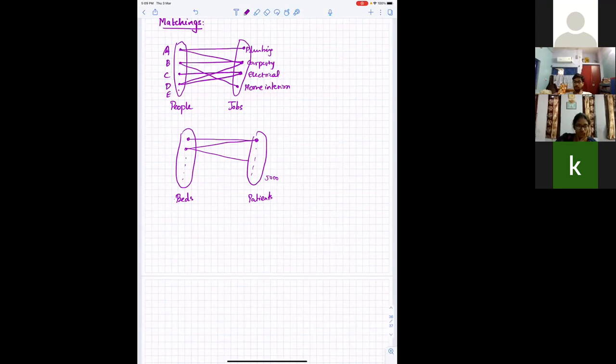And one such important application is the marriage problem. This is quite a well-studied problem in computer science. We will just briefly describe this. We will look at matchings and then come back and solve this problem. So the marriage problem is the following. You have men on one side and you have women on the other side.